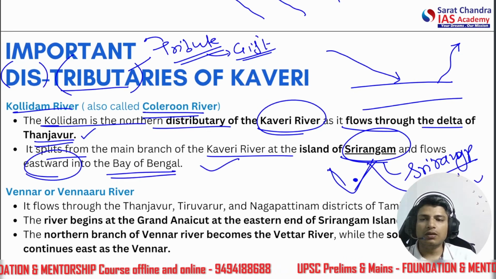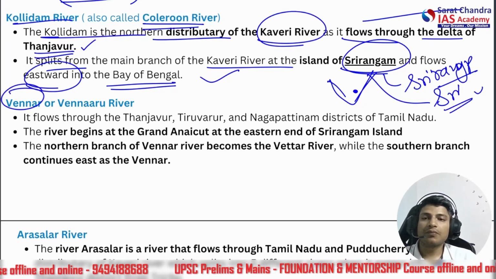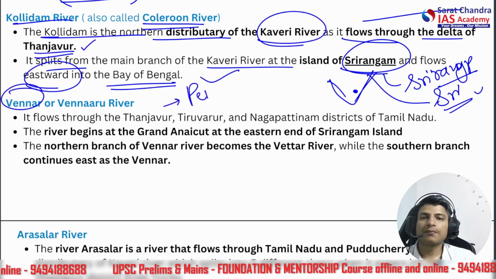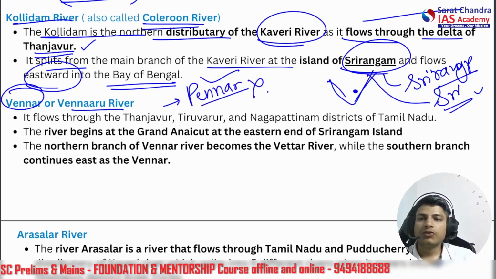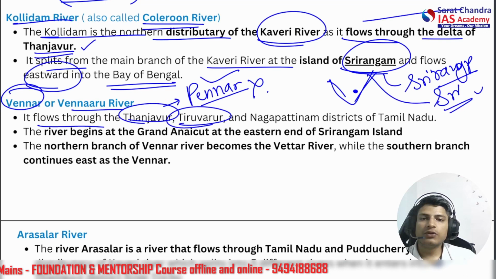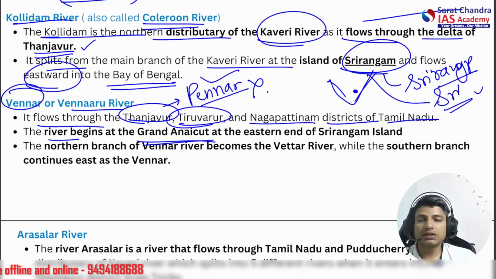All right. Next one is the Vennar. So please do not confuse it with Pennar. Okay, Pennar is a separate river, it is Vennar. So it flows through the Thanjavur, Tiruvarur and Nagapattinam districts of Tamil Nadu. The river begins at the Grand Anicut. Okay, a very important structure, the Grand Anicut, a very ancient structure we can say.